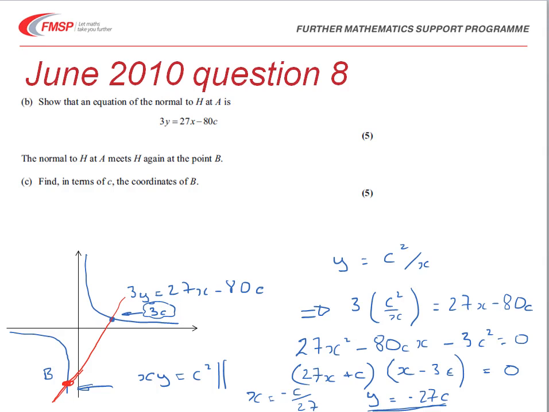The marking for that, there were method and accuracy marks for the first part where we're using the simultaneous equations. Here M1, A1, the first part. A method mark for the factorization, and then 2 accuracy marks, one for x and one for y.